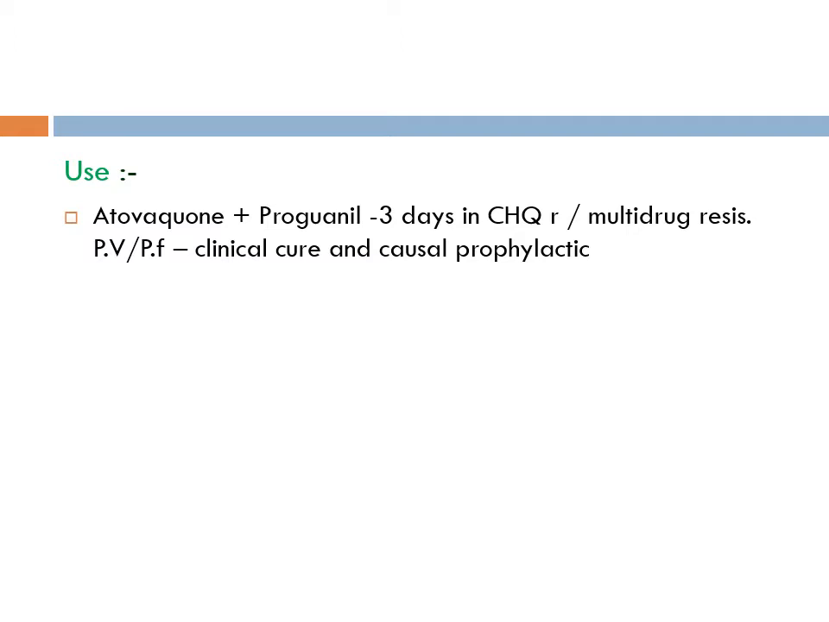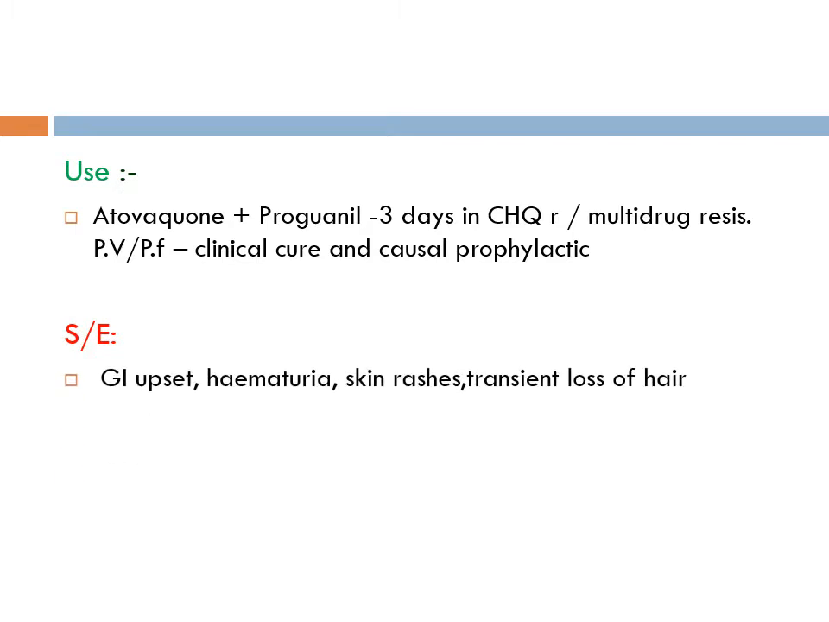The basis of this combination is that proguanil potentiates the schizontocidal action of atovaquone, and the mechanism responsible for this potentiation is different from the dihydrofolate reductase enzyme inhibition. Western travelers use it as a causal prophylactic agent while traveling to endemic areas in which chloroquine resistance or multi-drug resistance is there. If we talk about side effects, it rarely causes GI upset, hematuria, skin rashes and transient loss of hair. And the important thing is it is safe in pregnancy.